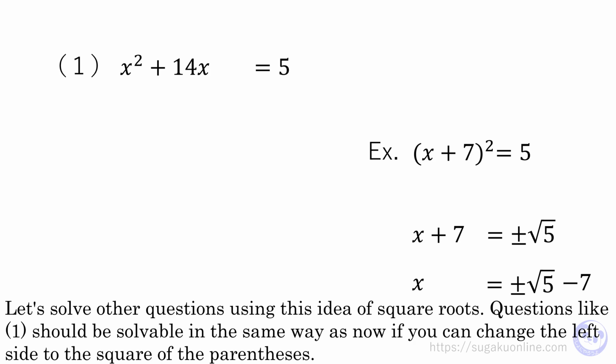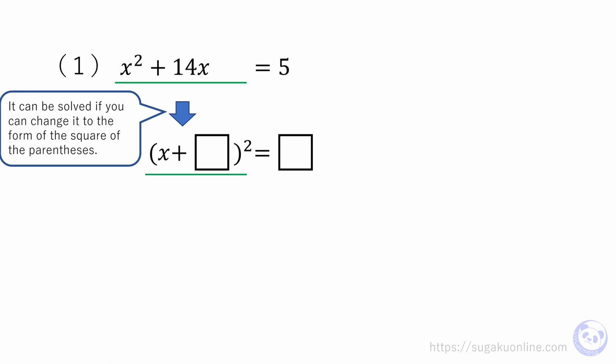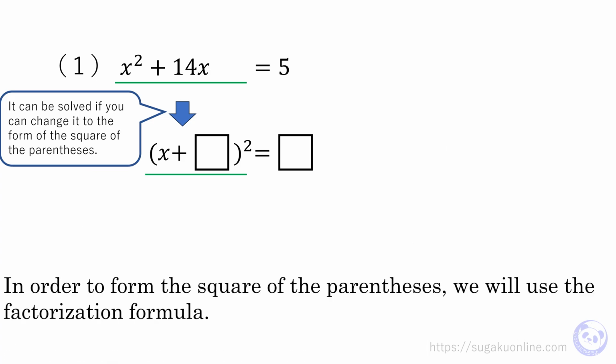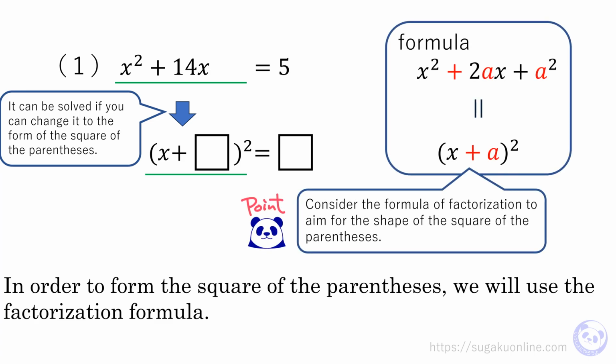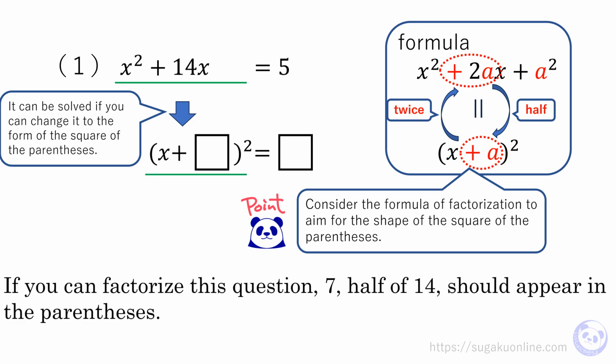Questions like 1 should be solvable in the same way as now if you can change the left side to the square of the parentheses. In order to form the square of the parentheses, we will use the factorization formula. If we can factor it into the square of the parentheses, then twice the number in the parentheses should be the same as the coefficient of x. So half of the number that is being multiplied by x should remain in the parentheses. If you can factorize this question, 7, half of 14, should appear in the parentheses.